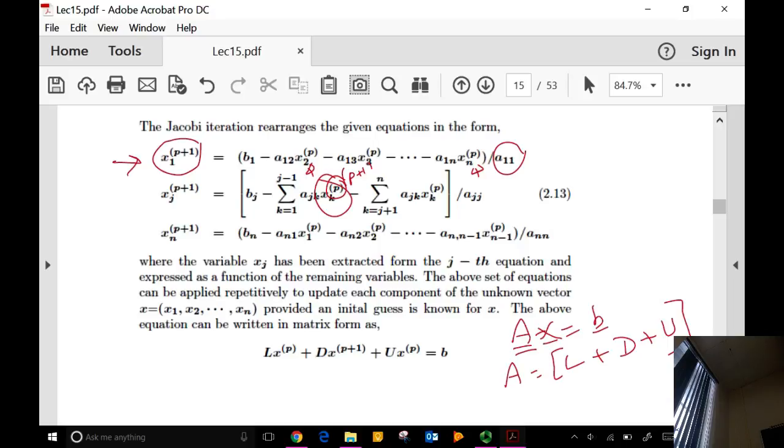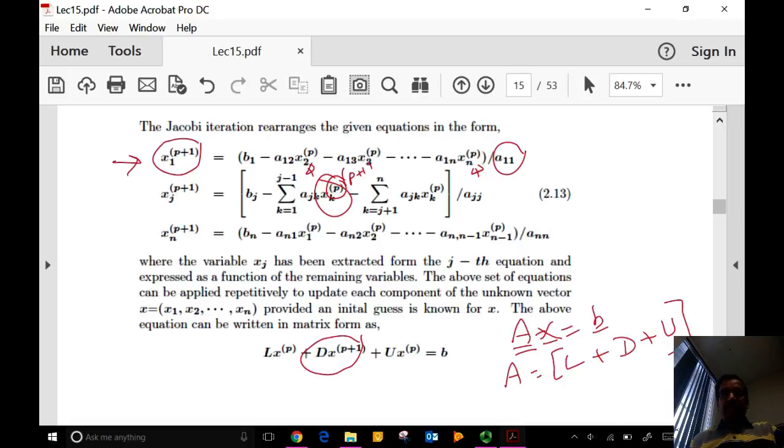And U matrix essentially has all the upper elements of A. So it's essentially a summation. It's not a factorization, right? And then we are saying it's only the diagonal element that gets, because that's the one that remains on the left-hand side. They all have a superscript of p plus 1. These are the lower part, these are the upper part. They are both at p. You understand that splitting of it?